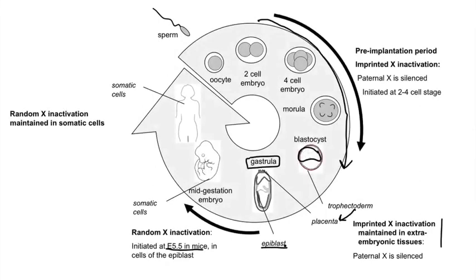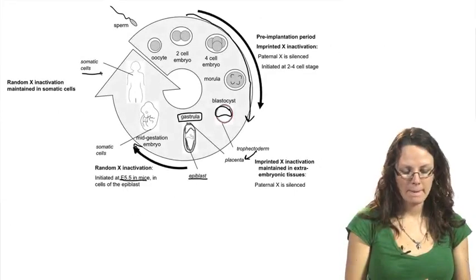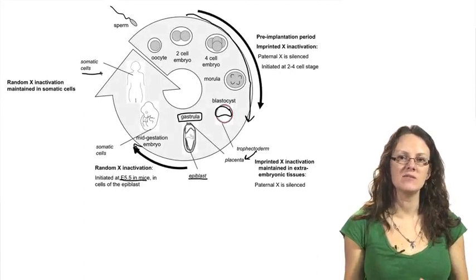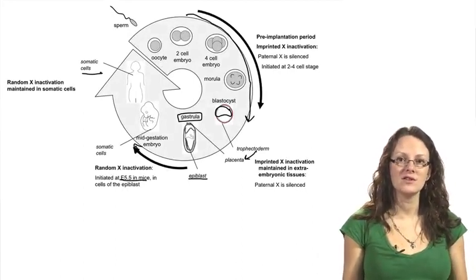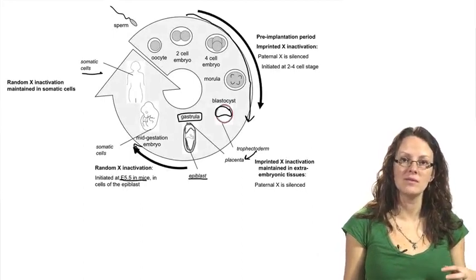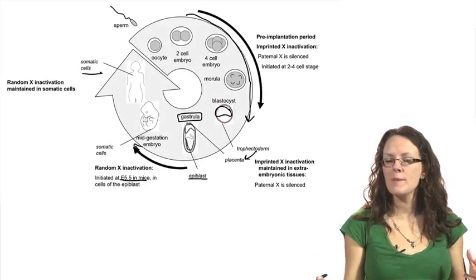From this point onwards, this random X inactivation is maintained. So it's maintained through to the somatic cells of a mid-gestation embryo shown here, and then maintained through to the somatic cells of an adult female. So seeing as there has to be a switch from imprinted X inactivation to random X inactivation from the inner cell mass to the epiblast, something must be happening there.